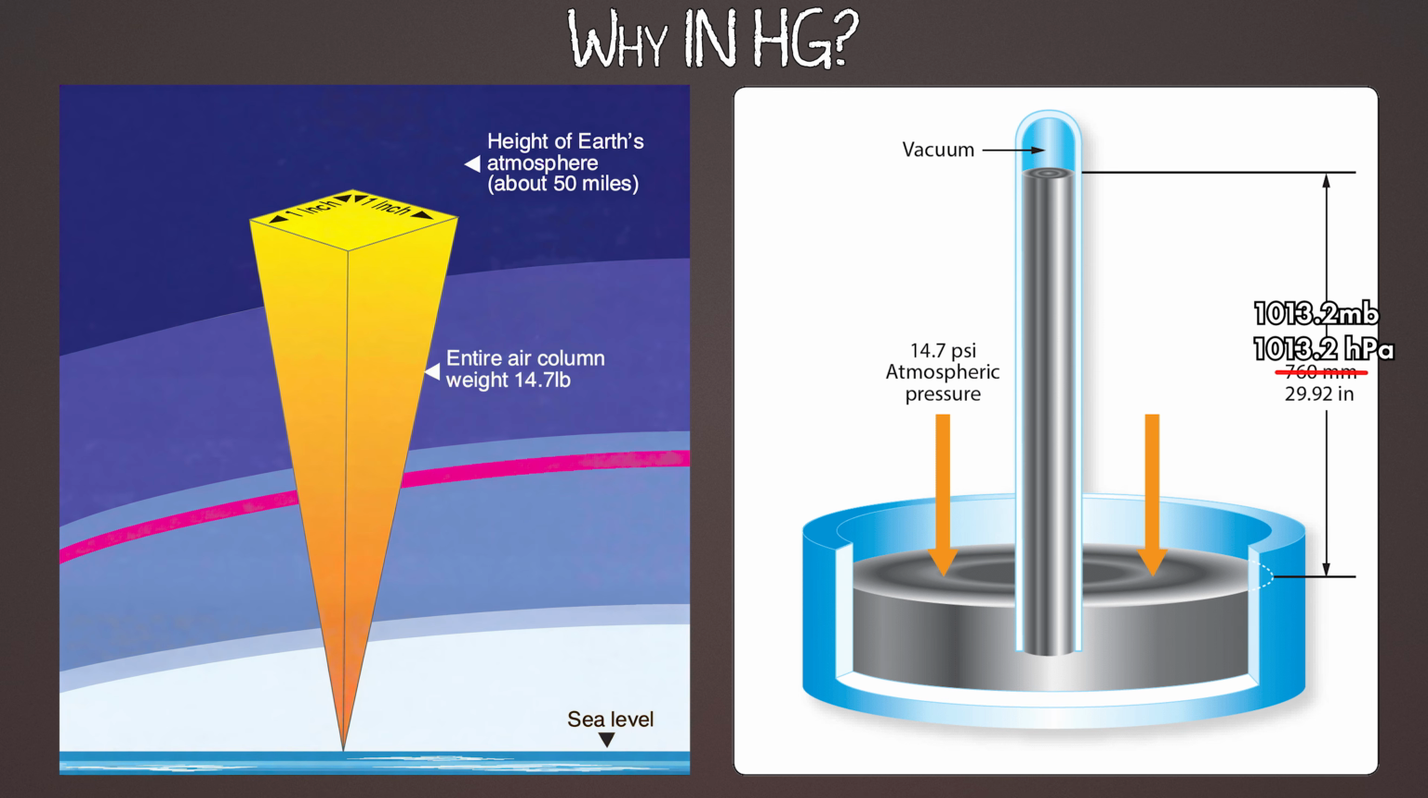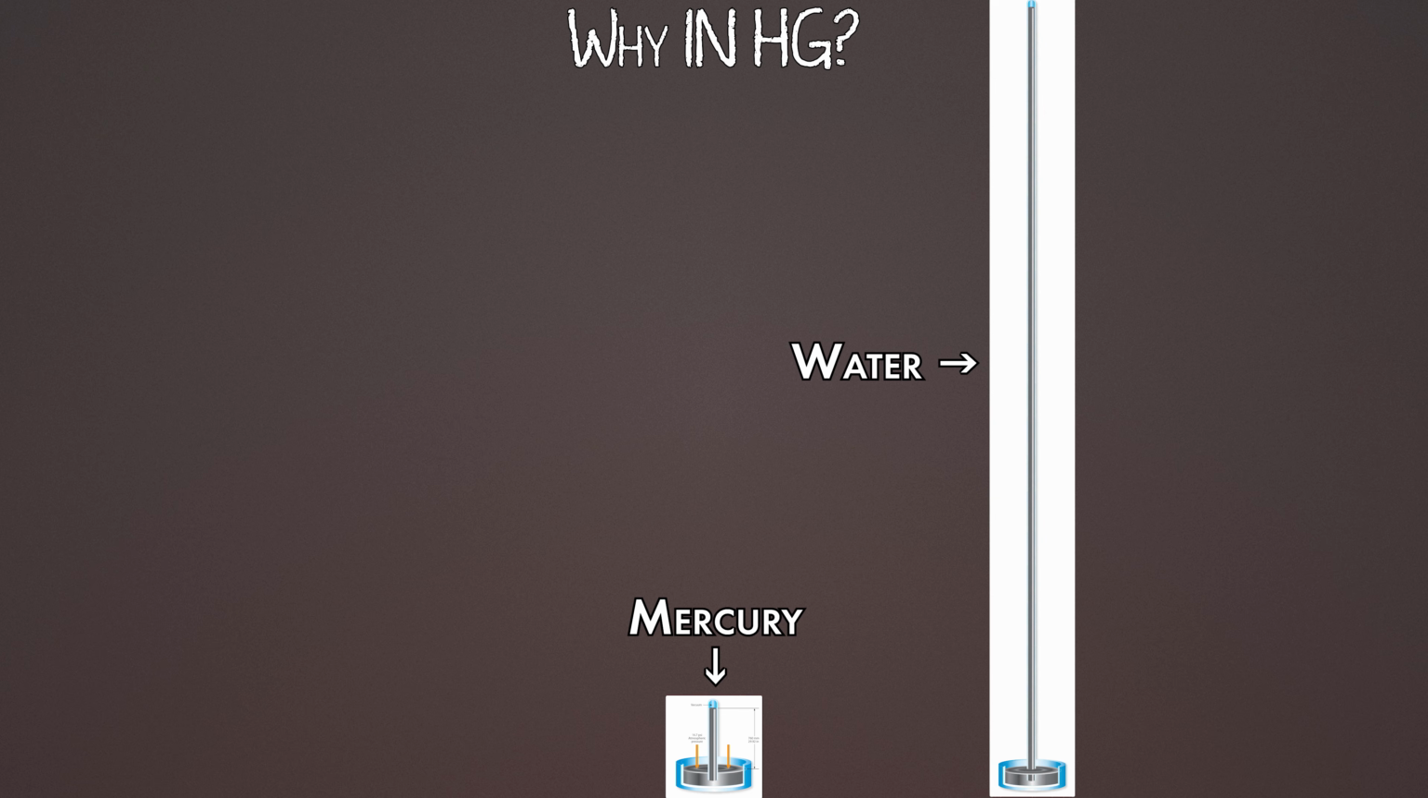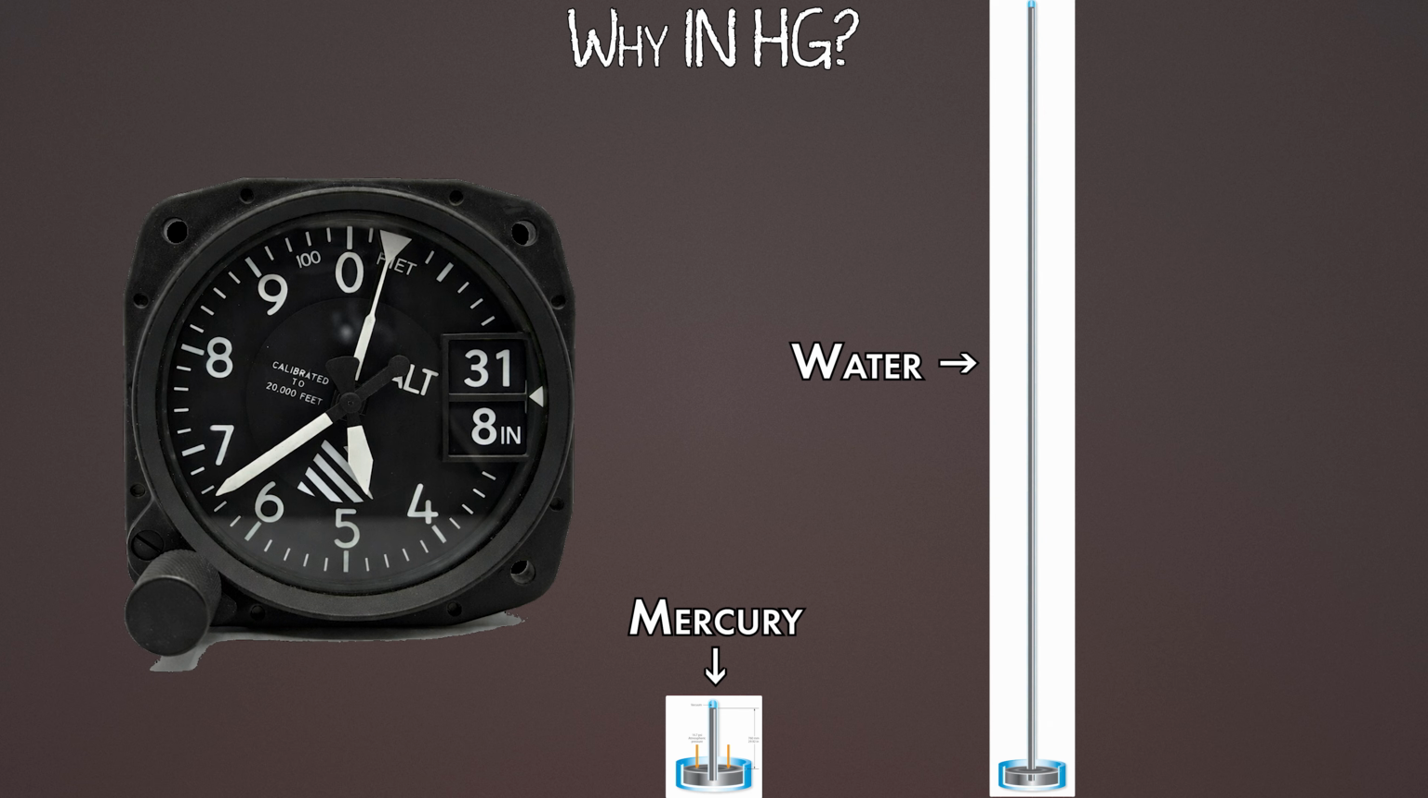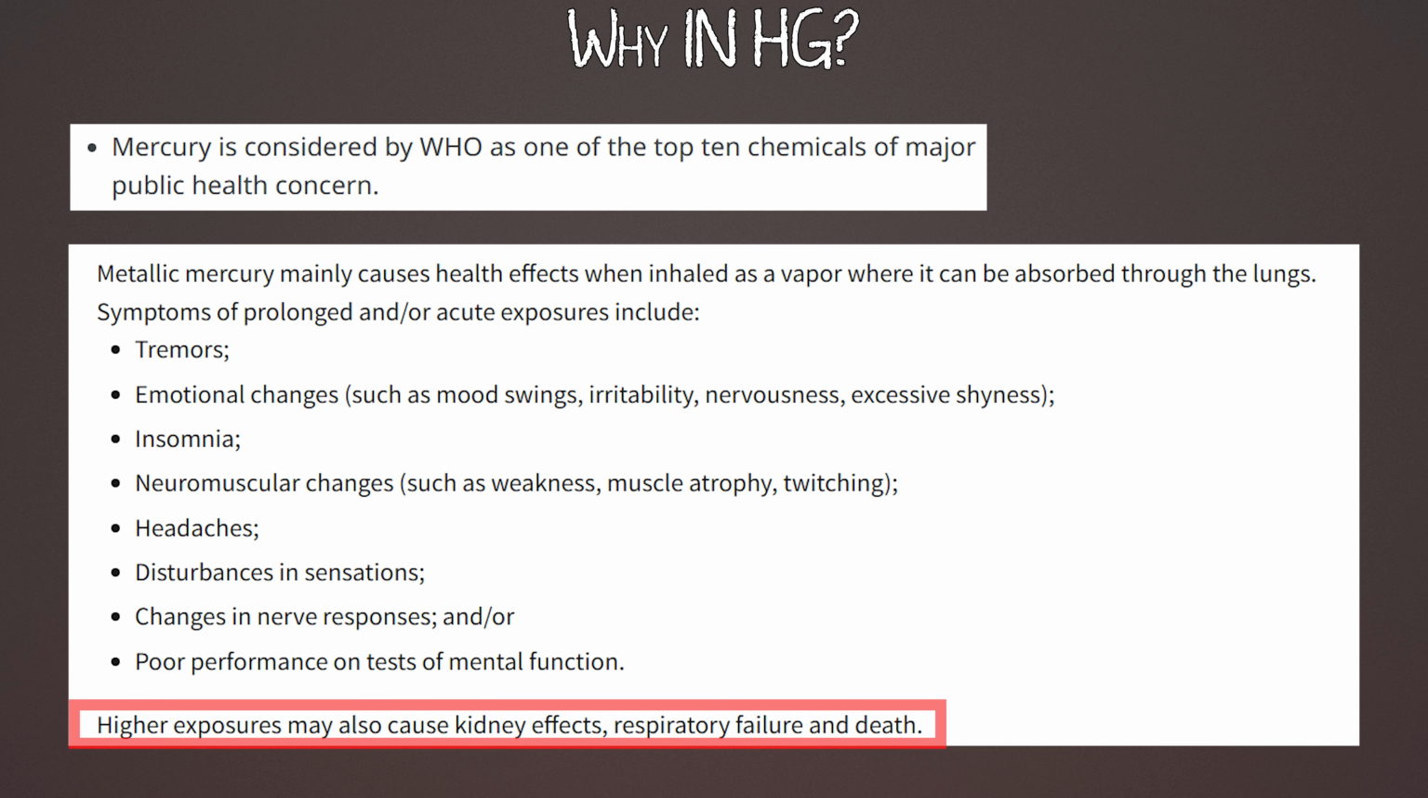Now, the other question I had was, why not use something like water? And that's because Torricelli here would have needed a 35-foot glass tube, and then we'd have to set our altimeter to 31 feet and 8 inches or something. Turns out mercury is really dense and liquid at room temperature, so much smaller tube. And back then they didn't know about the harmful vapors and all that stuff. Anyways, that's why inches and mercury.